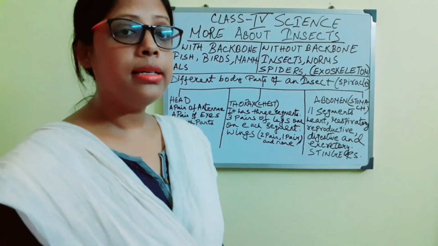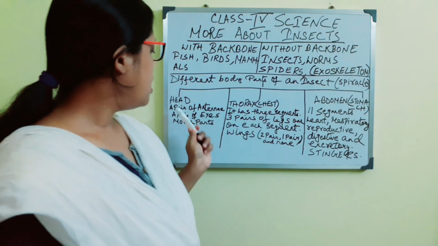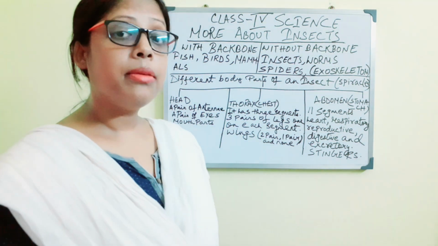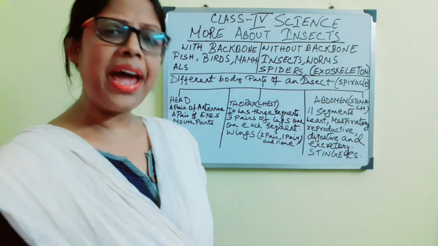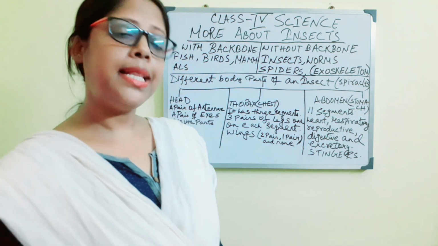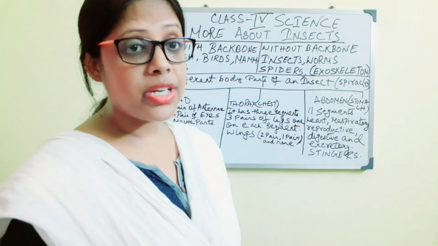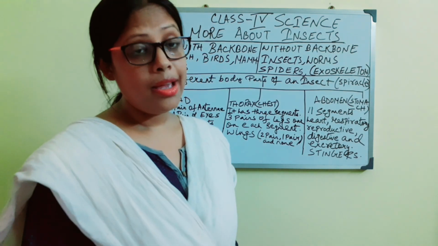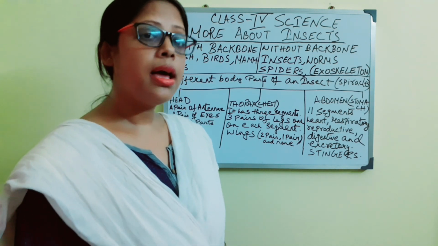Now, the head consists of a pair of antennae, a pair of eyes, and different mouth parts. So, how does this pair of antennae help them? This pair of antennae helps them to detect sound, vibration, and odor. What is odor? Odor is the smell. So it helps them to detect three things: sound, vibration, and odor.